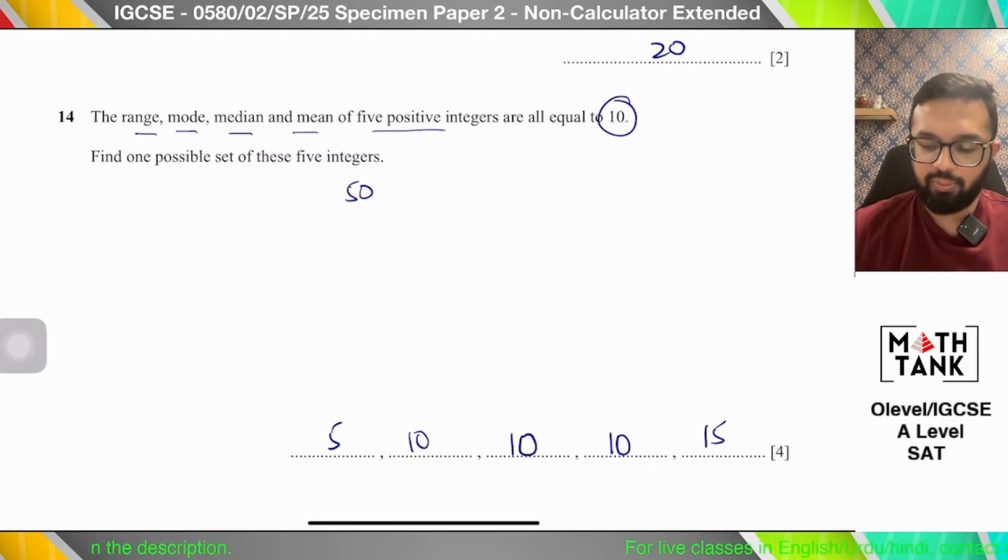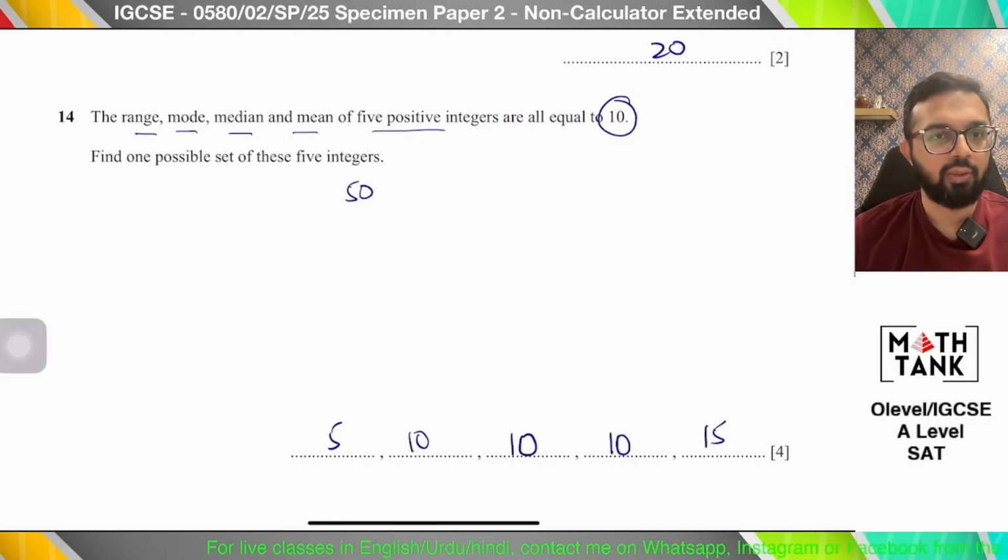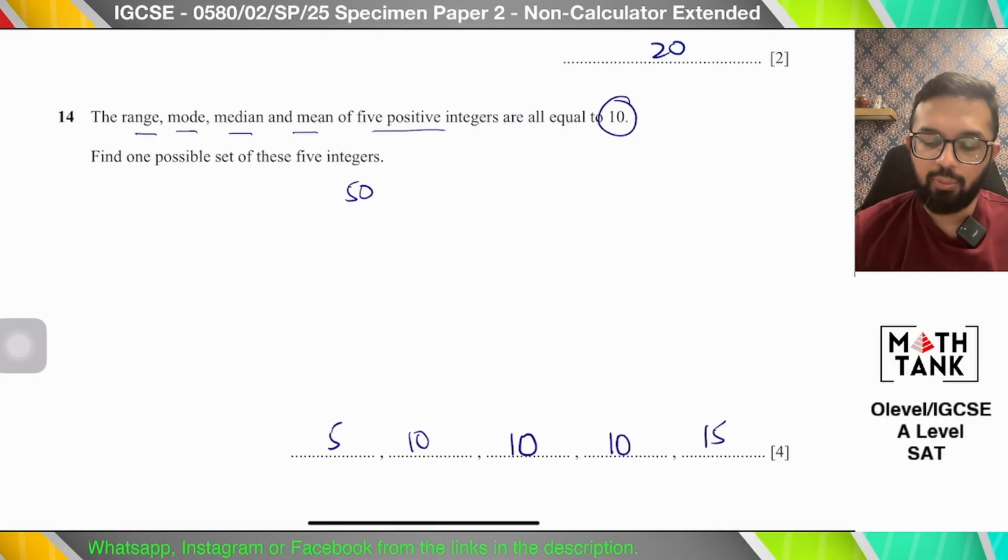No, I can't keep any other numbers, because if I keep 14 and 4, that doesn't add up to 50 overall. Okay, so that's, I think, one set of numbers that I could get done. You could have other answers as well. There are other answers in the marking scheme that could work as well.